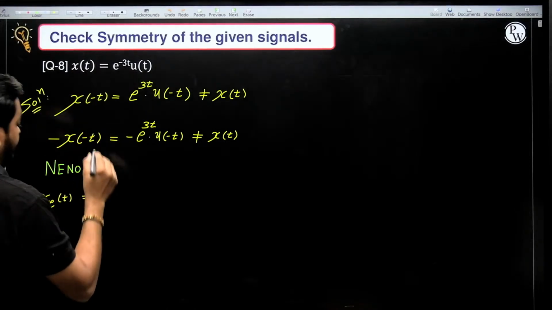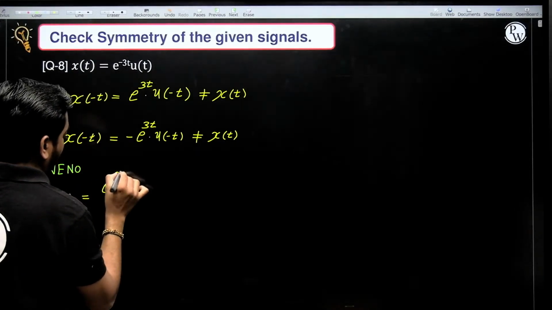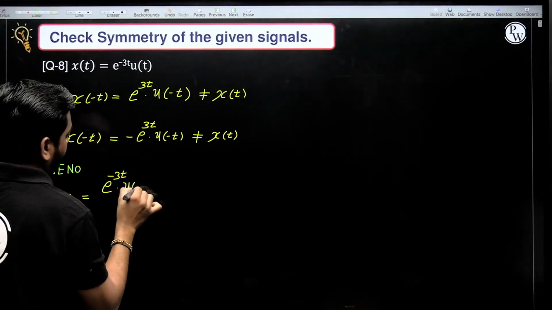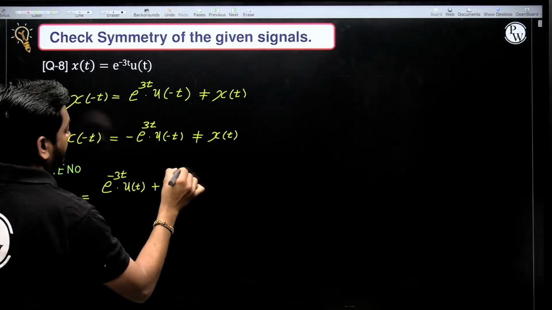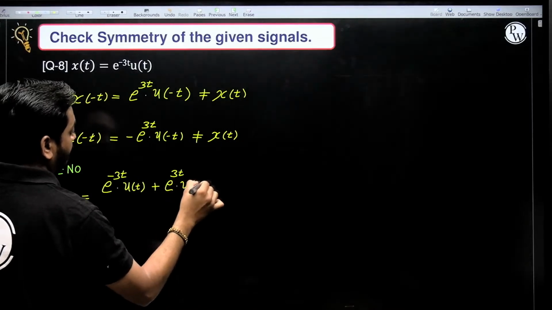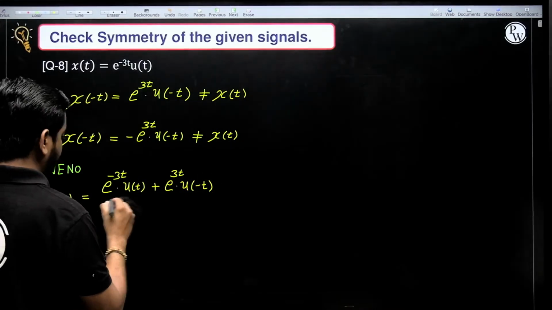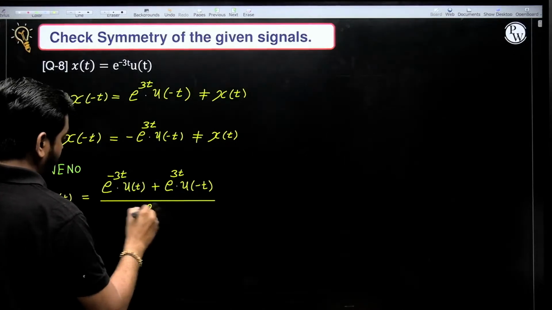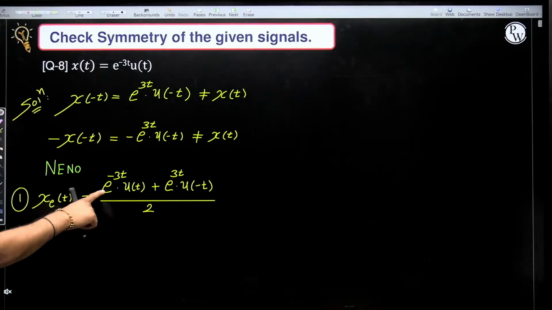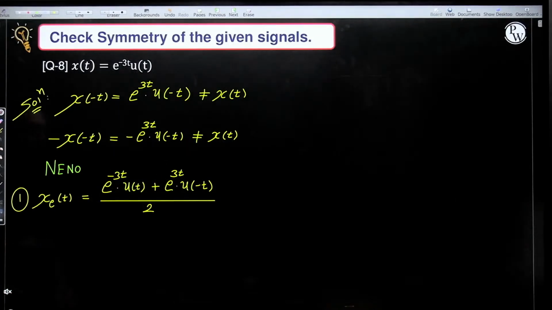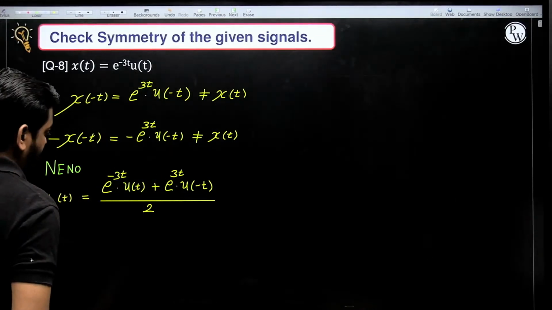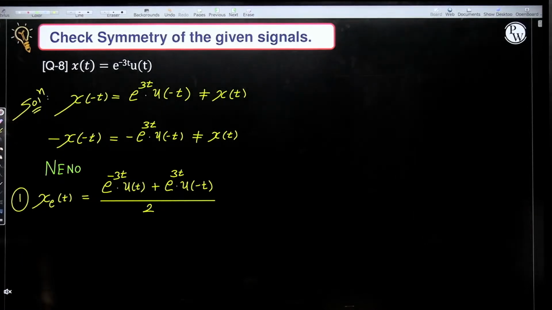So x of t is e to the power minus 3t u of t plus e to the power 3t u of minus t, with amplitude divided by 2. Clear? So this is exponential decreasing on the right side, this is exponential decreasing on the left side, and the amplitude is 1 by 2. At t equal to 0, the amplitude is 1 by 2.